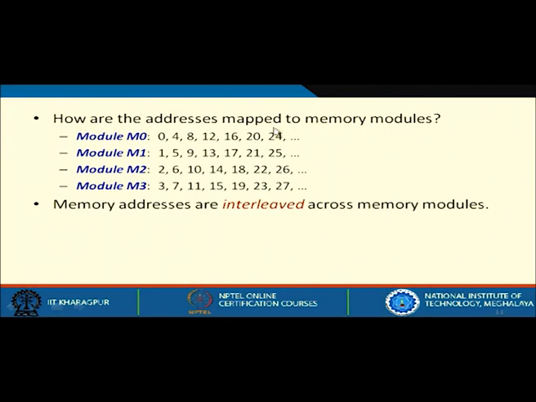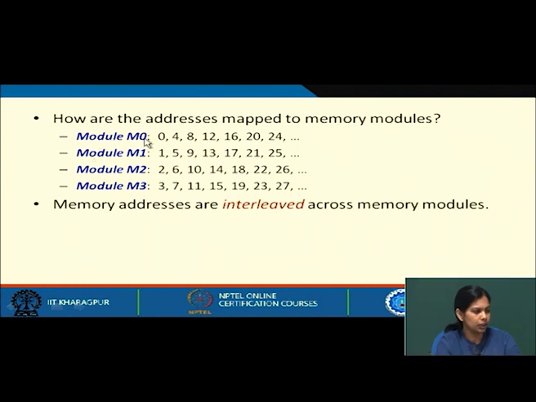So, how will the addresses be mapped? In module 0, it will be 0, 4, 8, 12, 16, 20 and 24. Module 1 will be 1, 5. So, a block of 4 words with consecutive addresses is now mapped into separate modules. Earlier in module 0, we were having 0, 1, 2, 3, 4 like this. Here we are having the consecutive words in consecutive modules.